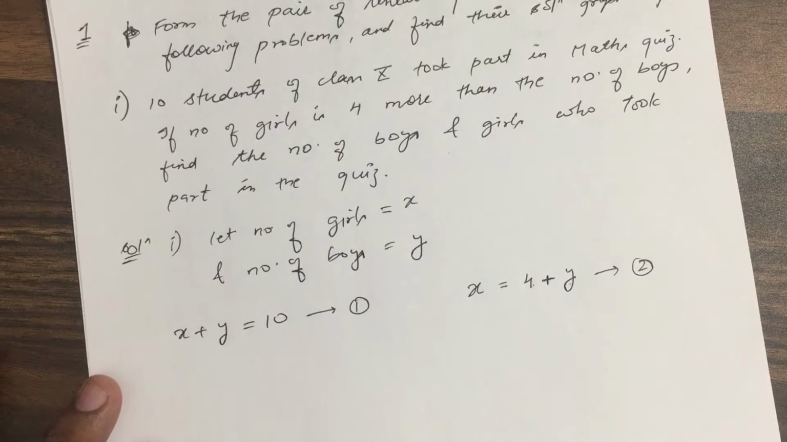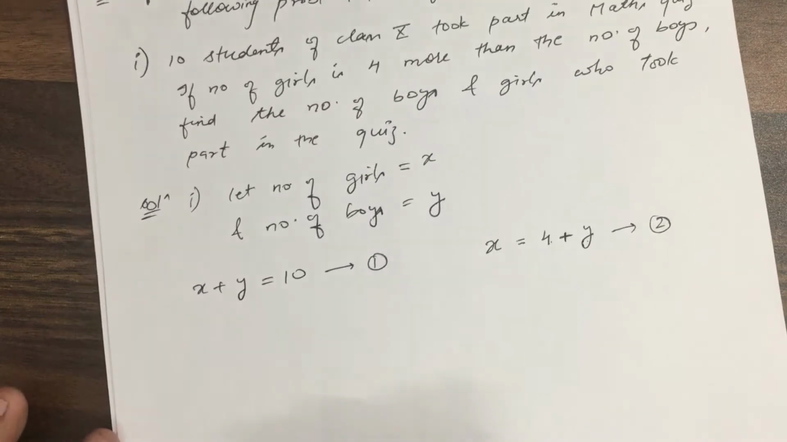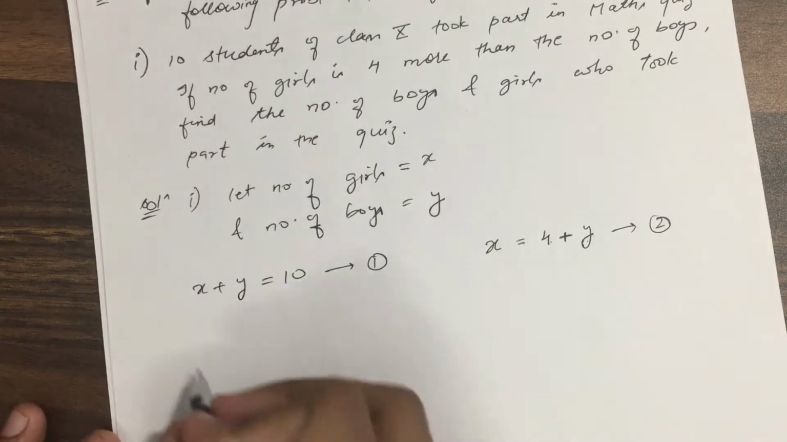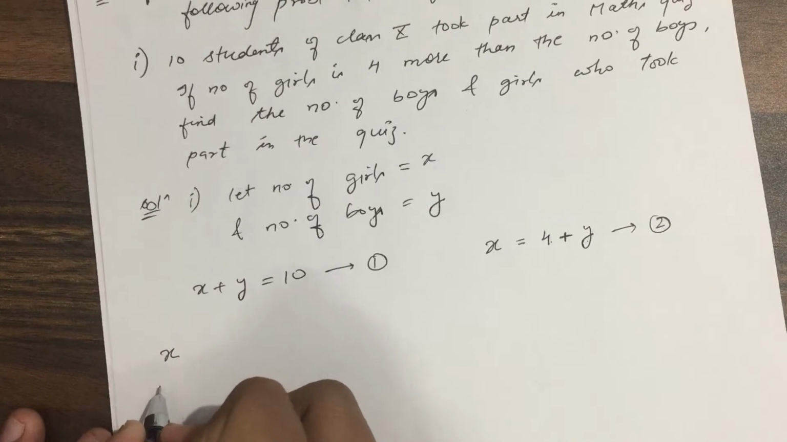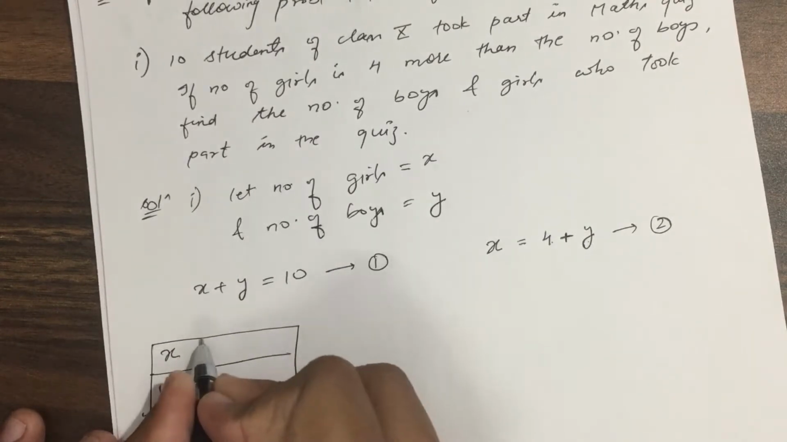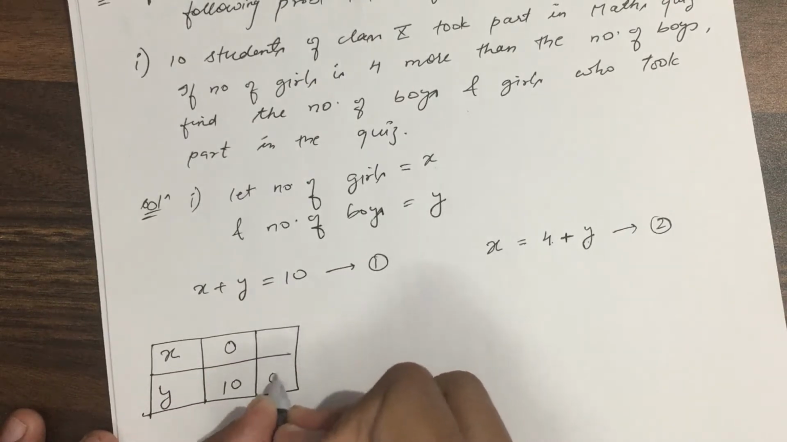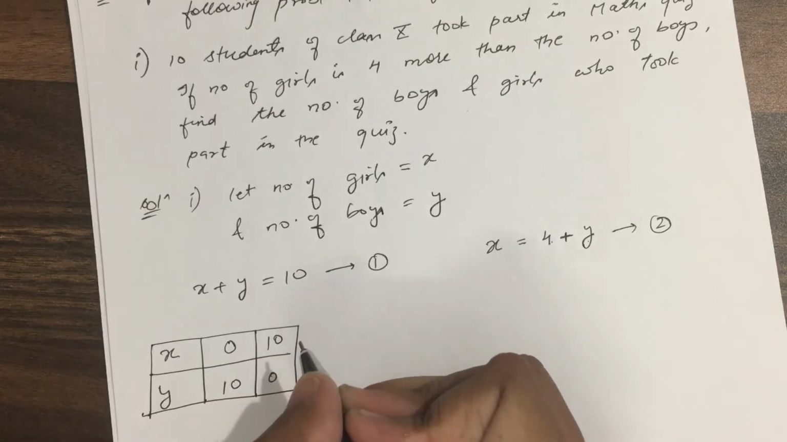Now we will plot them graphically. We need a minimum of 2 points for each equation. Let us start finding the required points. For x plus y equal to 10, when x is equal to 0, y will be 10. Similarly, when y is equal to 0, x will be 10.